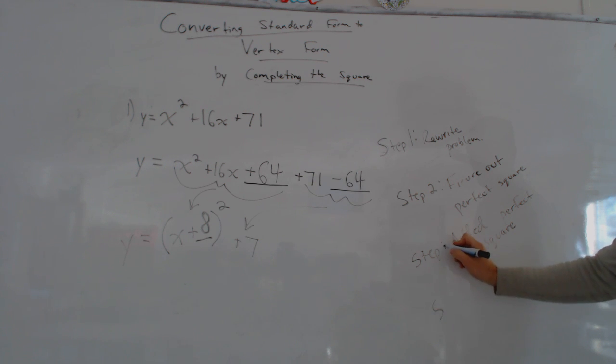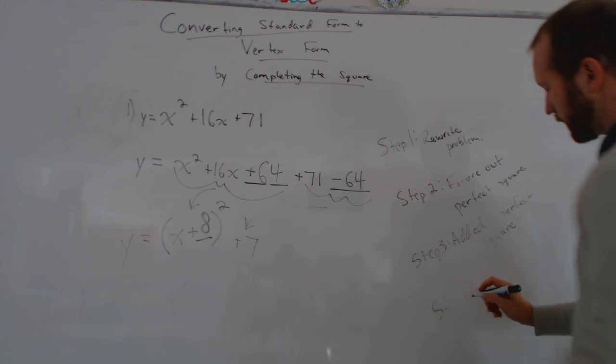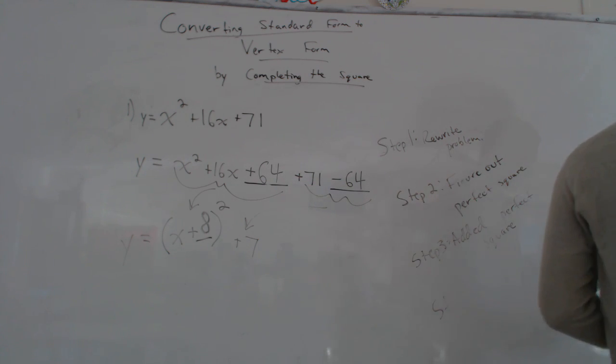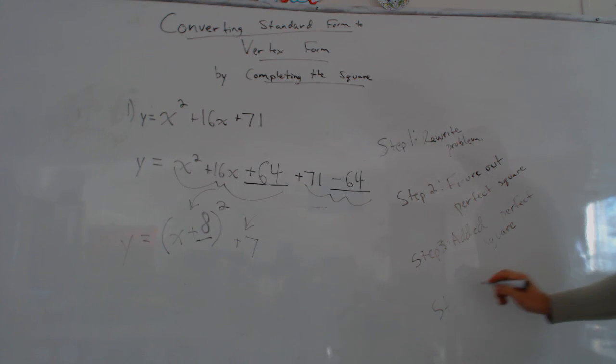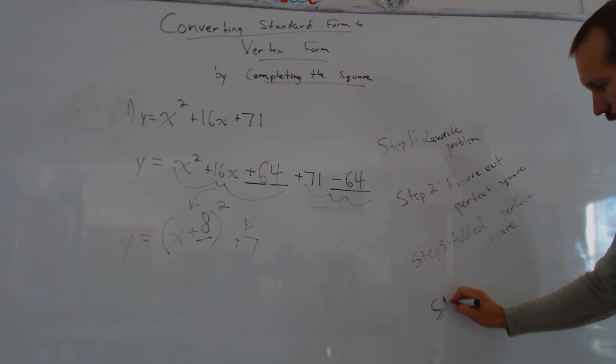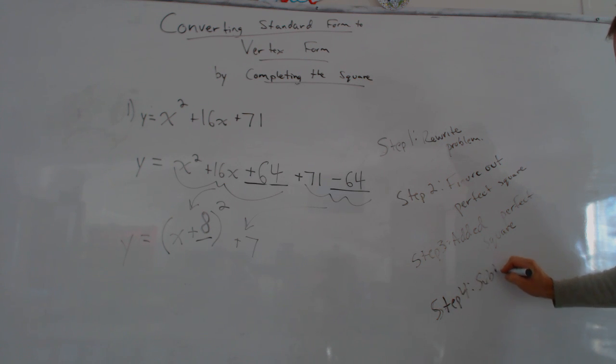Step four. Wait, what's step 3? So we added 64, right? Get another one. Step four, we subtracted.